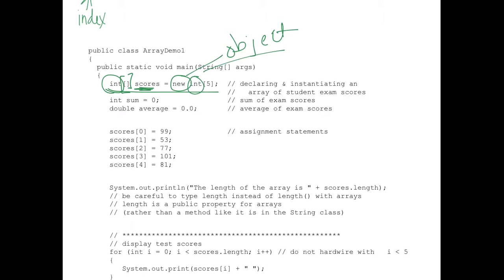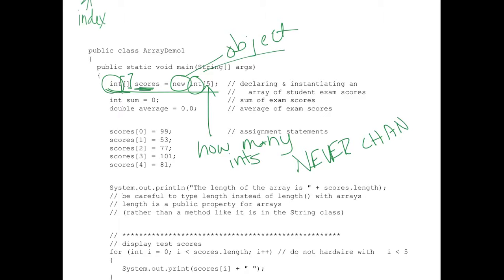Okay, this number right here tells you how many values, so how many ints are being stored. That number can never change. You can't make an array bigger once you've made it. So that's obviously a conundrum that we have to deal with. But you can't make it bigger or smaller once you've created it. So there you go.